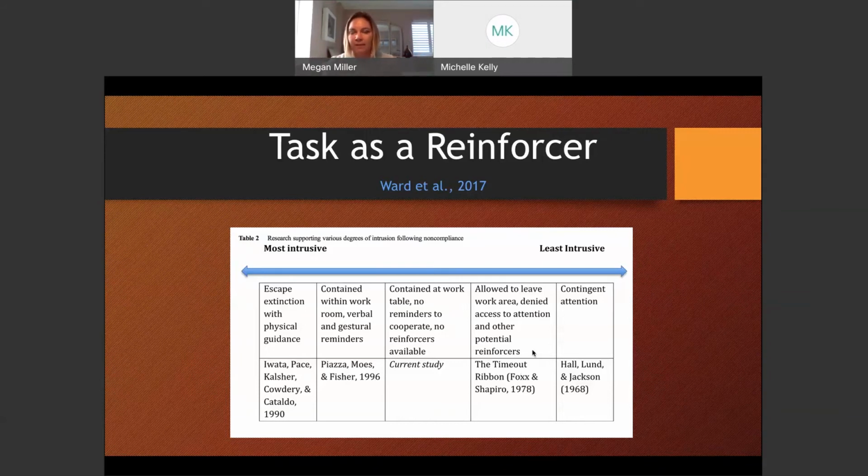And then getting less intrusive, the timeout ribbon from Fox and Shapiro, they were allowed to leave the work area, but denied access to attention and other potential reinforcers. Steve categorizes this as less intrusive. However, I think that withholding of attention piece, and especially the wearing of a ribbon, we might be able to argue is more intrusive if there's peers around. That's a separate discussion we could have. And then contingent attention, Hall, Lund, and Jackson in 1968 would give attention contingent on active engagement. Again, we could explore what the side effects of that might be as well.